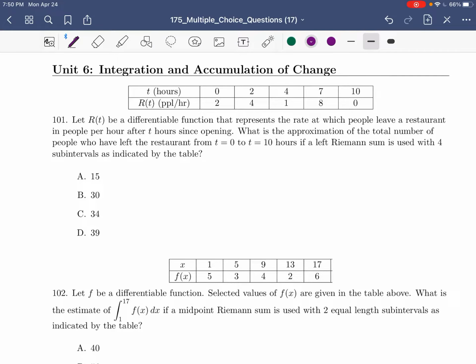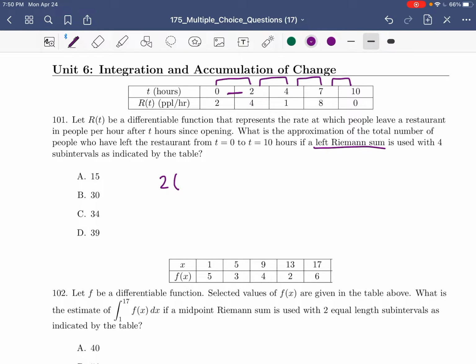All right, now we're on unit 6. So we're finally to integration. What this first one wants is for us to do a left Riemann sum with 4 subintervals. Left means we're going to start at the left, and I'm going to use these intervals right here. By starting at the left, I'm going to just start with this y value.